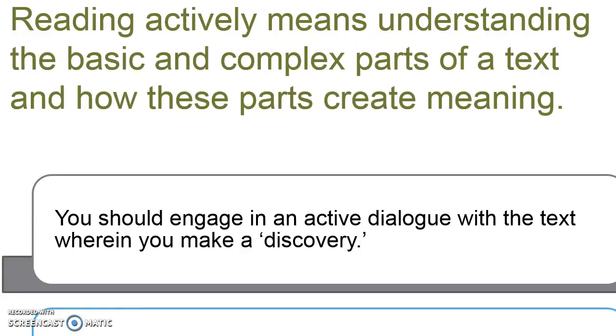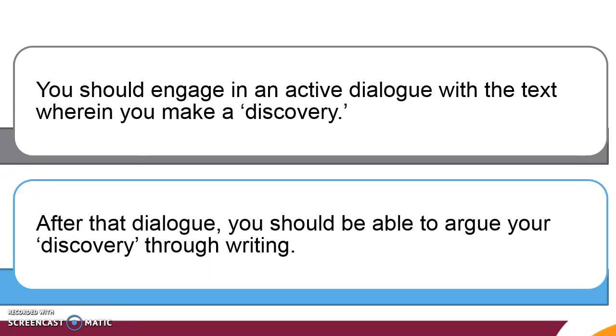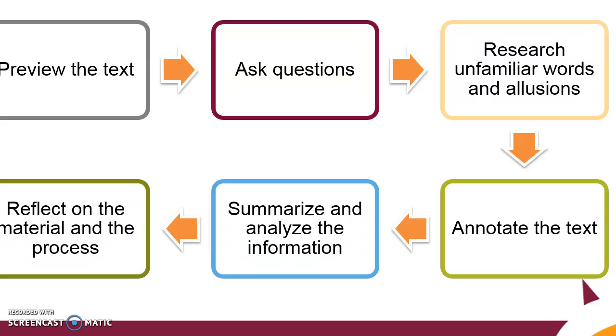Reading actively means understanding the basic and complex parts of a text and how these parts create meaning. You should engage in active dialogue with the text, wherein you make a discovery. After that dialogue, you should be able to argue your discovery through writing. So, because you have read it actively, you're learning from the text. My professors used to say books are our teachers, and that's why we have books as an important part of a college education.